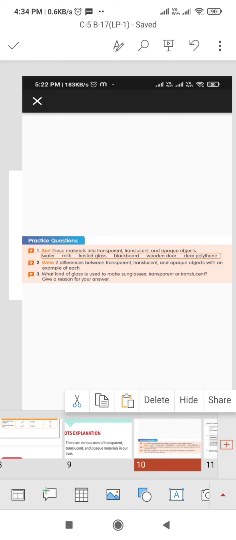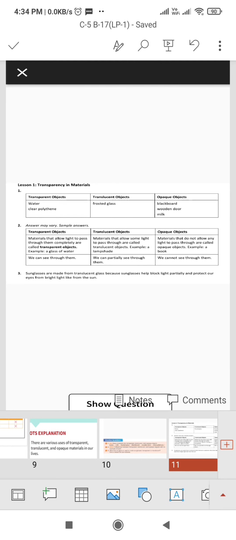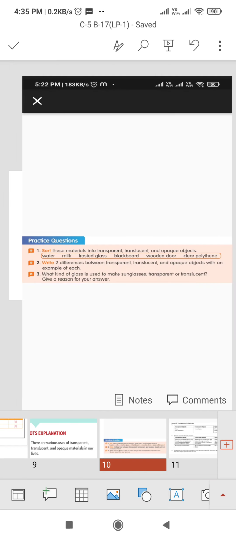First question is, sort these materials into transparent, translucent and opaque objects. So we can see through water and polythene, so we can categorize them as transparent objects. Frosted glass allows some light to pass through, so it is considered translucent. Blackboard, wooden door, milk, they do not allow any light to pass through them, so we can categorize them as opaque objects.